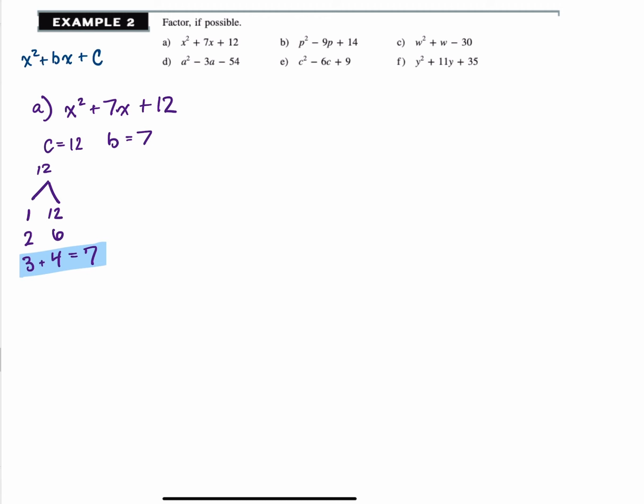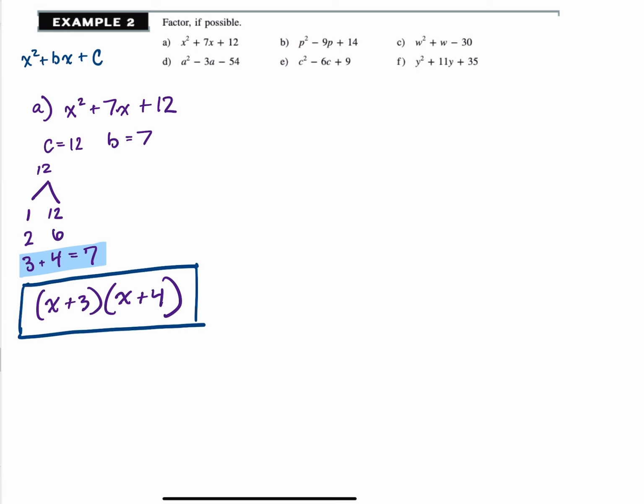So my two numbers are 3 and 4, which means that this will factor into x plus 3 times x plus 4. So you look at your c term, find two numbers that add up to your middle term, and then once you have those, you can build these two factors with your variable to the first power in the first position, and then these two numbers show up as the second term.